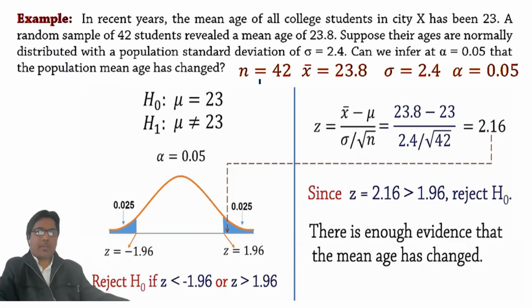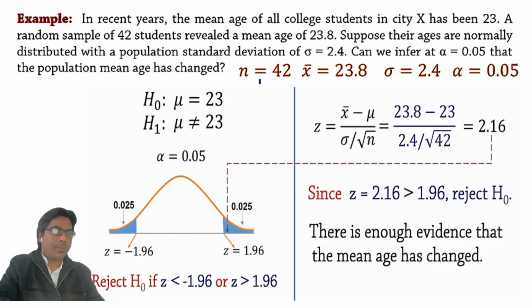So here in this particular distribution, since Z is equal to 2.16, it is more than 1.96. Here we reject the null hypothesis. So what is the good thing about rejecting the null hypothesis here? It means that your hypothesis, that is your H1, or we say the alternate hypothesis, is accepted. That means there is enough evidence that the mean age has changed.